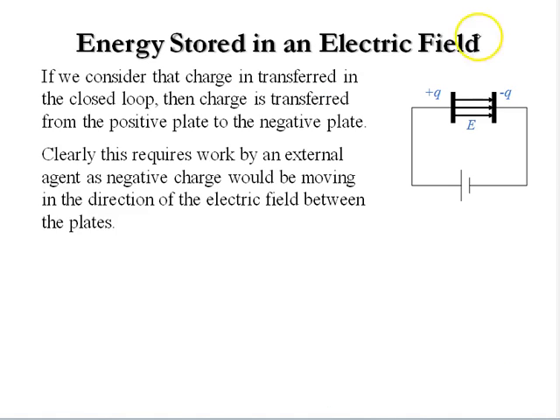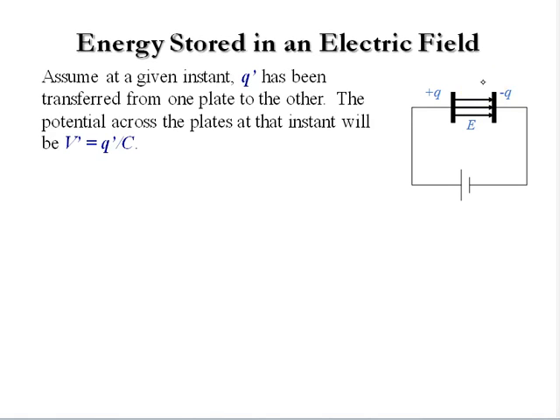So again, if we consider that the charge is transferred in a closed loop, then what we're considering is that electrons are being transferred from the positive plate of the capacitor to the negative plate of the capacitor. Clearly, work is going to be required by an external agent, since this electric field is going to want to push electrons in the opposite direction of the electric field, not towards the negative plate of the capacitor. So we know the external agent must be doing the work.